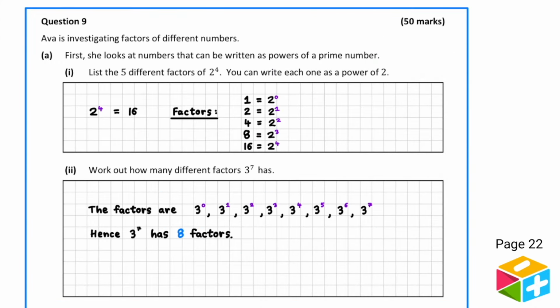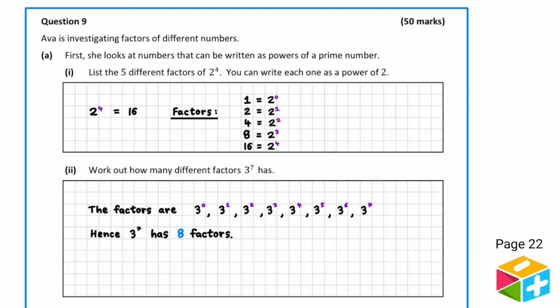In question 9, we must investigate the factors of different numbers. The first task is to list the 5 different factors of 2 to the power of 4. Well, using our calculator, 2 to the power of 4 is equal to 16. The factors will be the numbers which divide evenly into 16. With a little bit of thought, we can list these out. The factors are 1, 2, 4, 8, and 16.